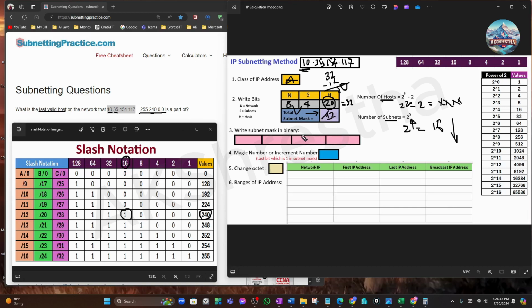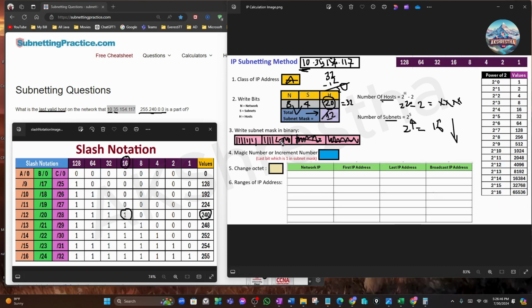So one more thing is here. Where do we have to change that, right? Because we know that 240 means 12, right? Subnet. So let's write down the binary here. 1 2 3 4 5 6 7 8, right? 8 9 10 11 12. After that all 0. This is all 0, this is 0, this is 0, and this is 0 also, right?